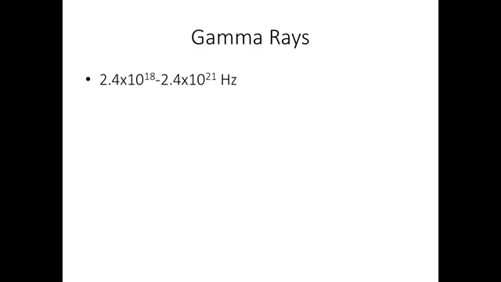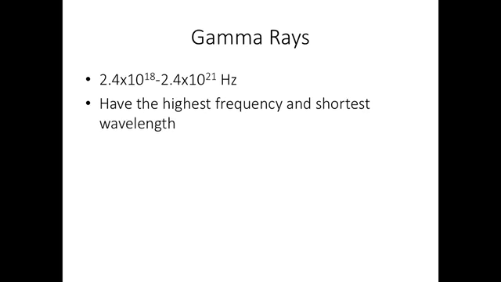Gamma rays range from 2.4 times 10 to the 18 to 2.4 times 10 to the 21 hertz. They have the highest frequency and the shortest wavelength, which causes them to be very dangerous. They can be used to cure tumors, and they are extremely radioactive.